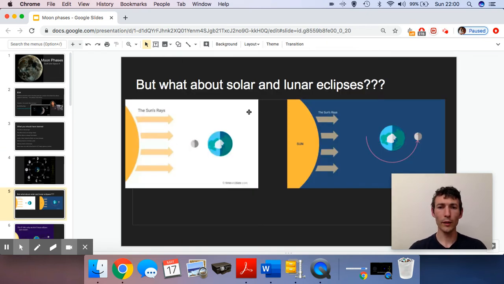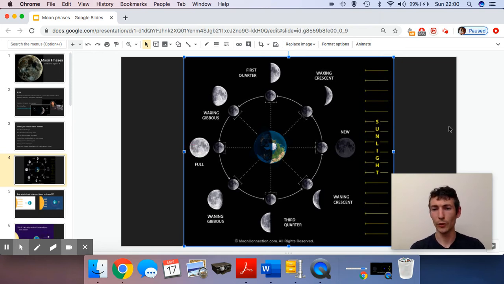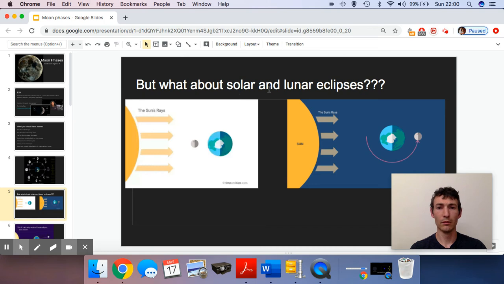Oh yes, hold on a second. Didn't you just learn during solar and lunar eclipses that here, if the moon is in this position, we would have a solar eclipse, and here we would have a lunar eclipse? So big question. Why do we not get a solar eclipse once every month, when we've got a new moon, and a lunar eclipse once every month when we've got a full moon? That doesn't really make sense, does it?